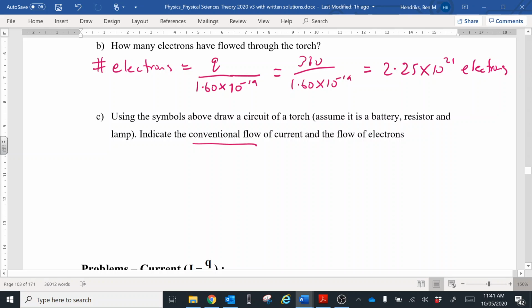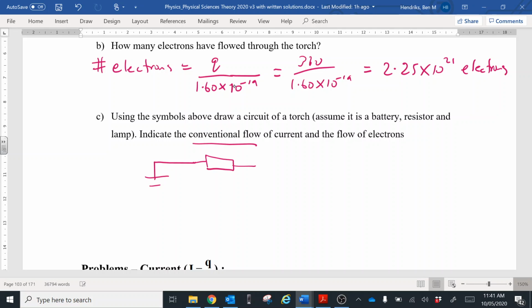So let's draw our battery or our cell in there. Assume it's a resistor, so I'll draw my resistor like this. And then we've got a lamp like that. Then we connect it all up. Okay, so we have our current, and it's going from positive around to negative. So I is like that.